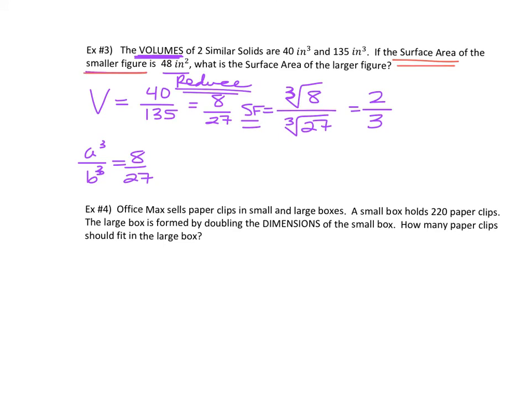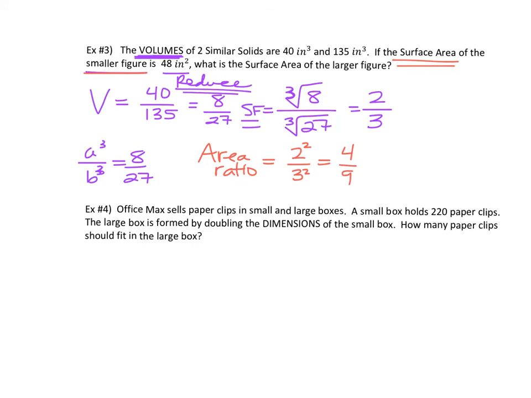It says if the surface area of the smaller figure is 48, find the surface area of the bigger. So we don't want a scale factor. We want an area ratio. So our area ratio would be if we took that 2 to 3 and we squared it, right? That's how you make a scale factor an area ratio. So our area ratio is 4 to 9.